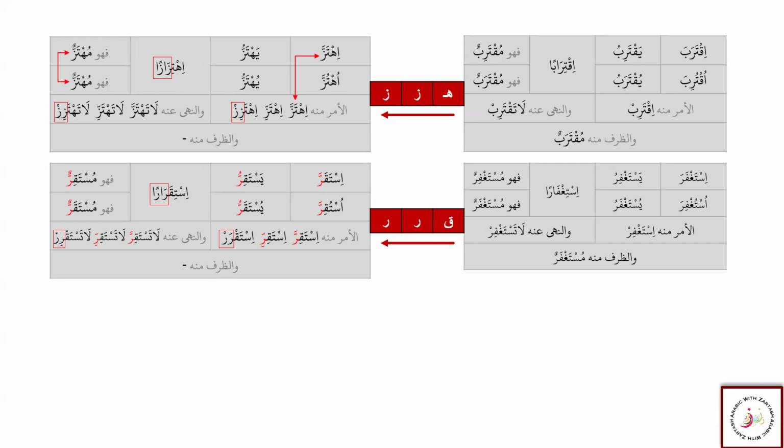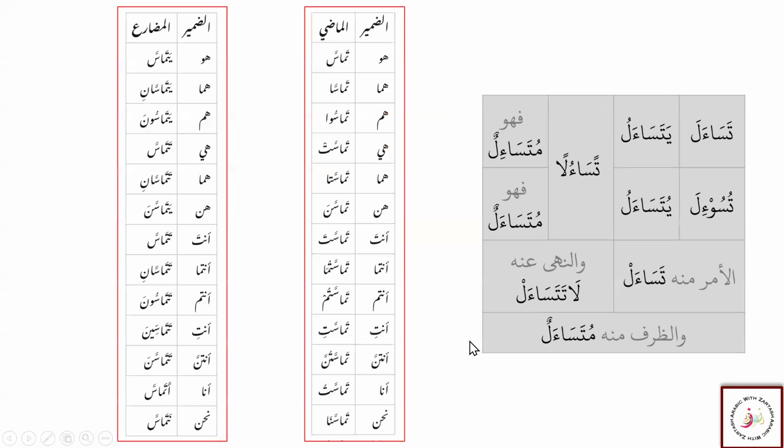Then we have the Istaghfara family. We put it for Qarara: Qaf, Ra, and Ra. Istaqarra. It was Istaqarara, and that became Istaqarra. So Istaqarra, yastaqirru, and the Sarf continues.